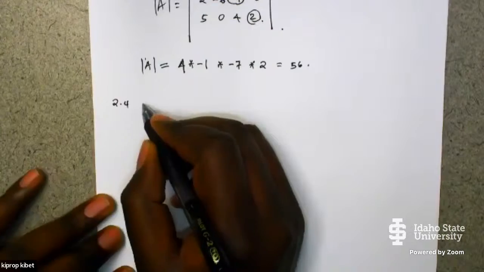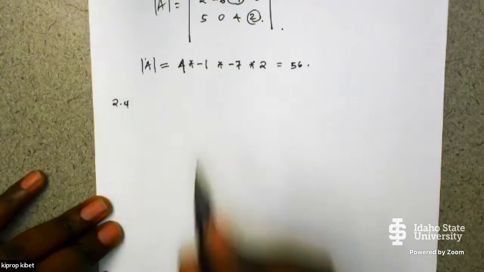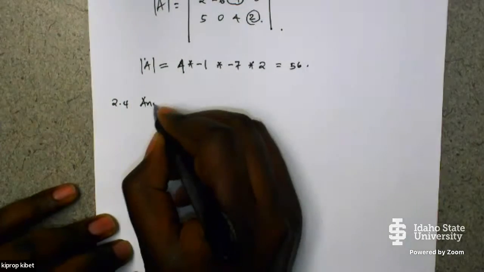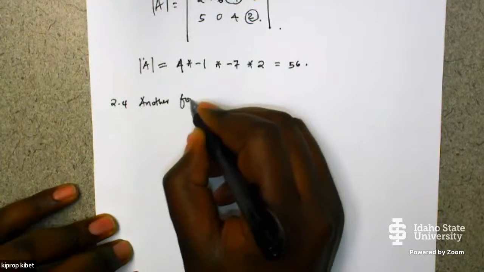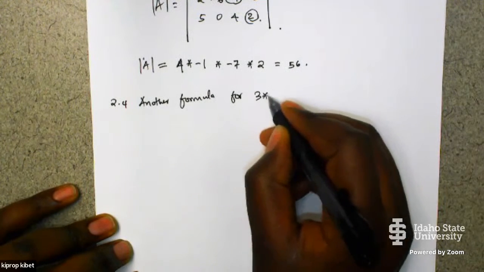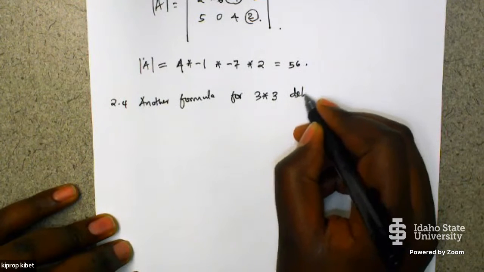2.4. So there is another way of getting the determinant of a 3 by 3 matrix. So another formula for 3 by 3 determinants.